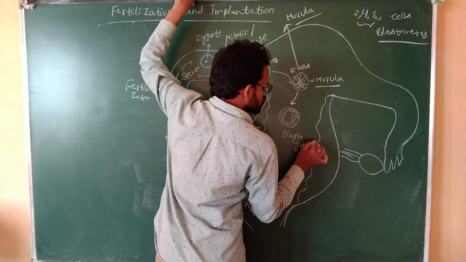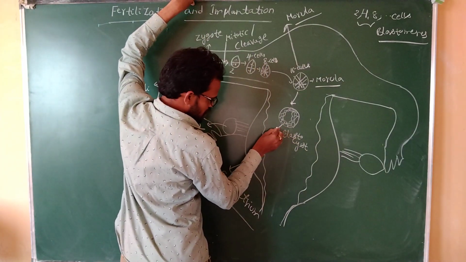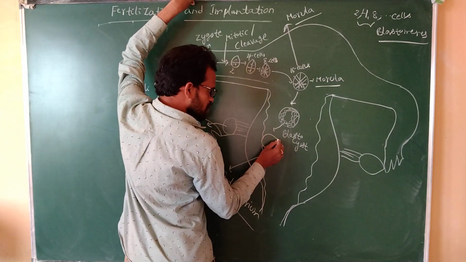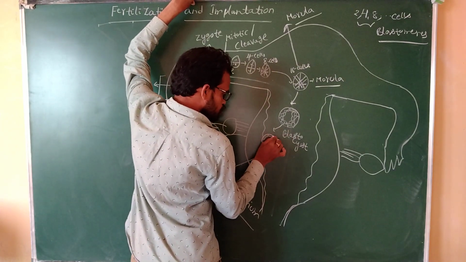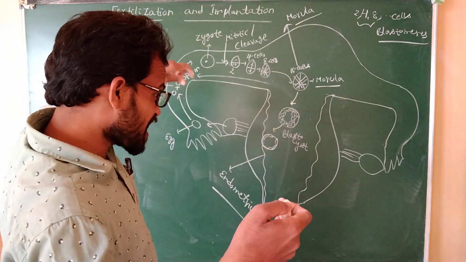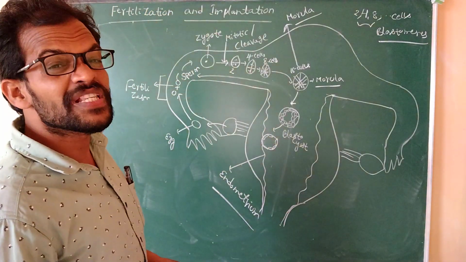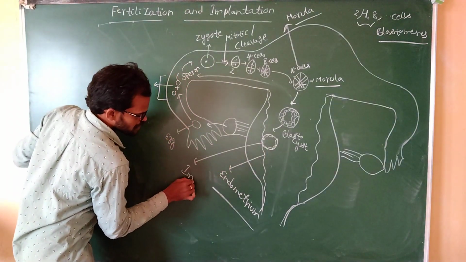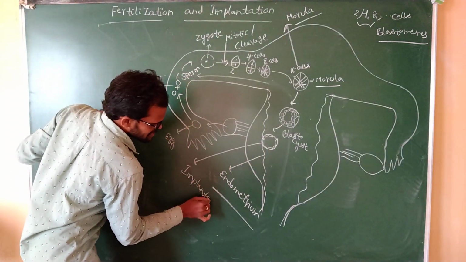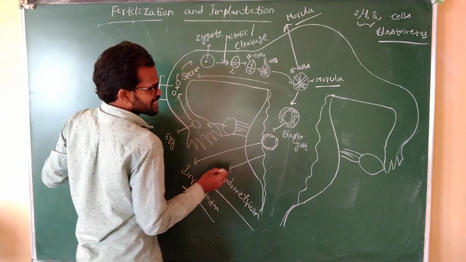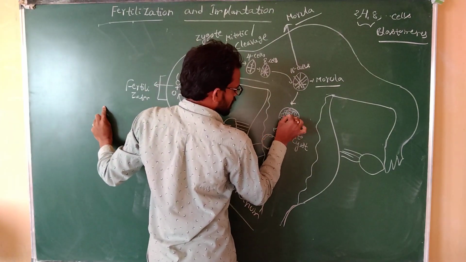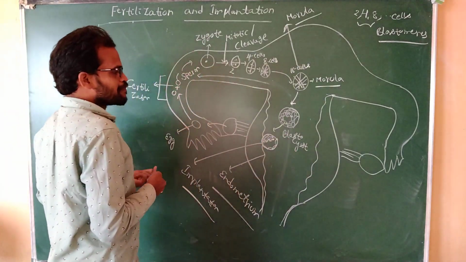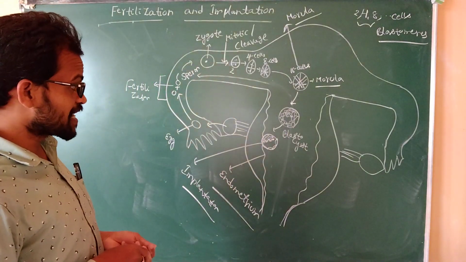The blastocyst is attached to the endometrium. The development of the blastocyst and its attachment to the endometrium is known as implantation. What is it? Implantation. The blastocyst is attached by implantation.